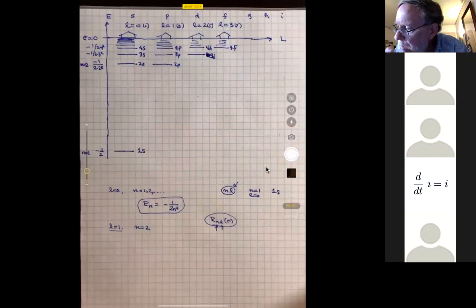So that's some comments about degeneracy. Here's another important comment about degeneracy. It's important for the sake of understanding hydrogen. I think a lot of people don't pay attention to this enough.